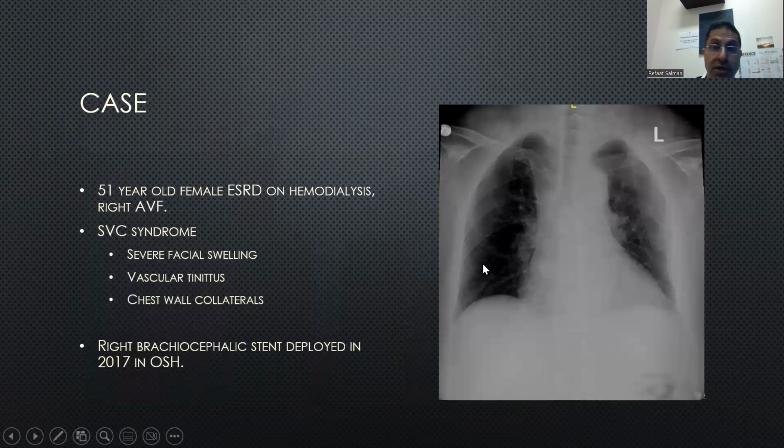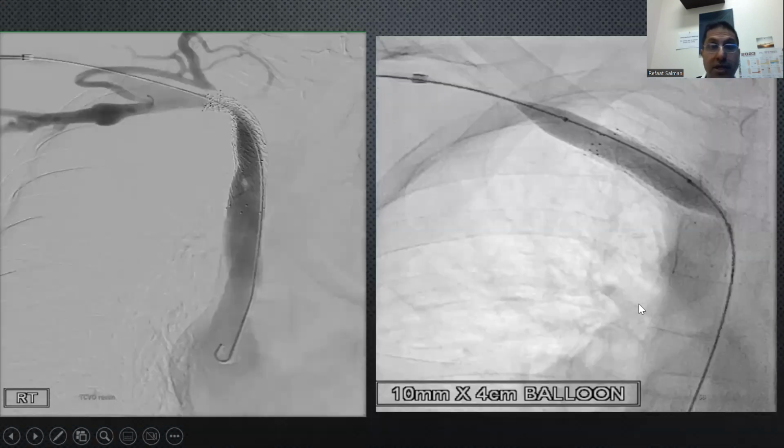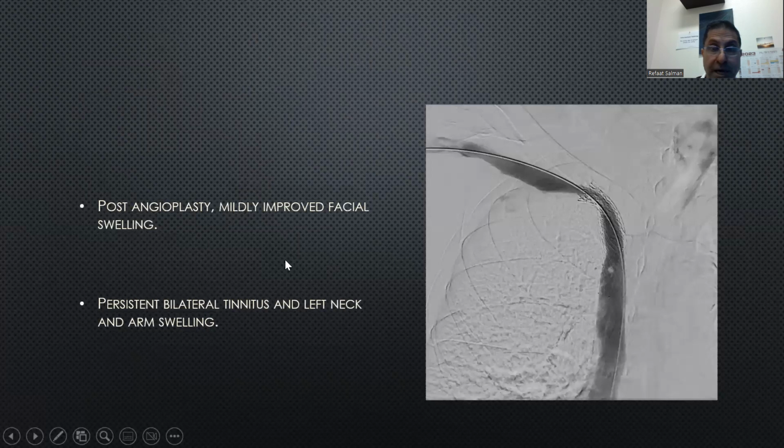There's another case of an occluded, if you can appreciate here, brachiocephalic stent on the right side. The patient came with SVC syndrome, facial swelling, and he already has a right brachiocephalic stent deployed in 2017. As I mentioned, the stent was nearly occluded here. It was recanalized with a standard technique and ballooned, but the patient had a mild improvement, and persistent bilateral tinnitus and left neck and arm swelling.